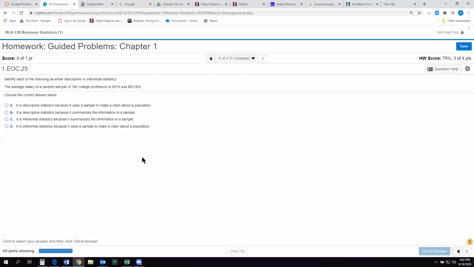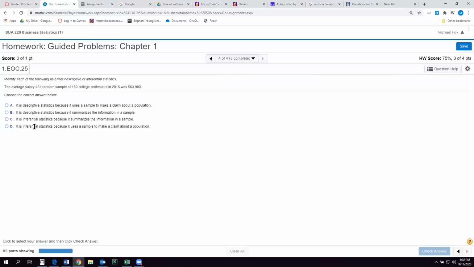And finally, the last one, identify each of the following as either descriptive or inferential. So remember, descriptive statistics has to do with describing things as we see them, and inferential has to do with inferring things, meaning we're going to make an estimated guess or an inference about something based on what we think is happening now. So the average salary of a random sample of 180 college professors in 2016 was $63,900.